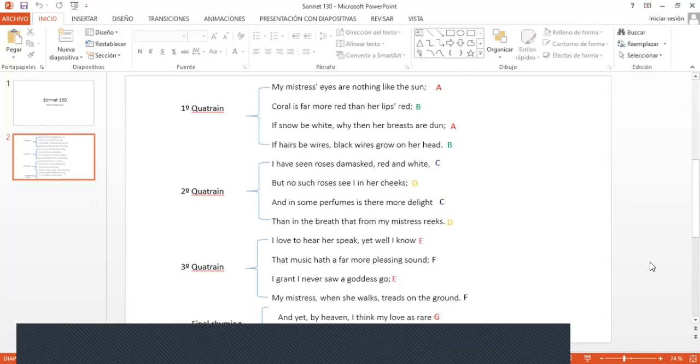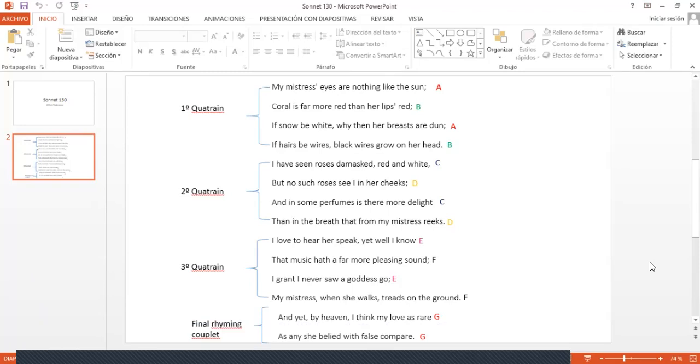Let's see if we can do an analysis line by line. I hope you are not panicking. Yes, we are starting to read Shakespeare. It's normal if you are panicking, so don't worry, okay? We're going to listen now. We're going to analyze line by line each quatrain. Remember that each quatrain is a stanza made out of 4 lines.